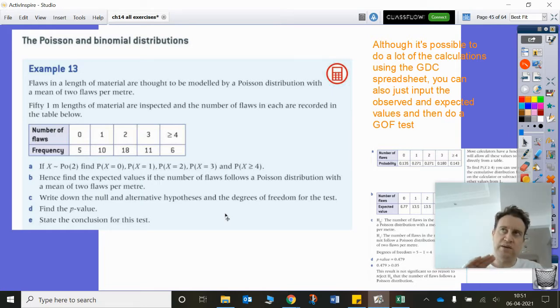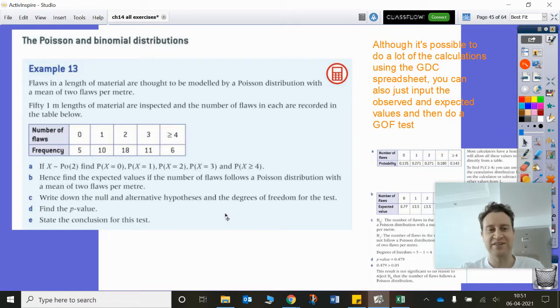Now, previously, when it was with the normal distribution, we're saying it's following a normal distribution with a mean of whatever and a standard deviation of whatever. And in this case, we only have one parameter here. So we're saying that this follows a Poisson distribution with a mean of 2 flaws per meter. That's the null hypothesis. The alternative hypothesis is that it doesn't follow that.